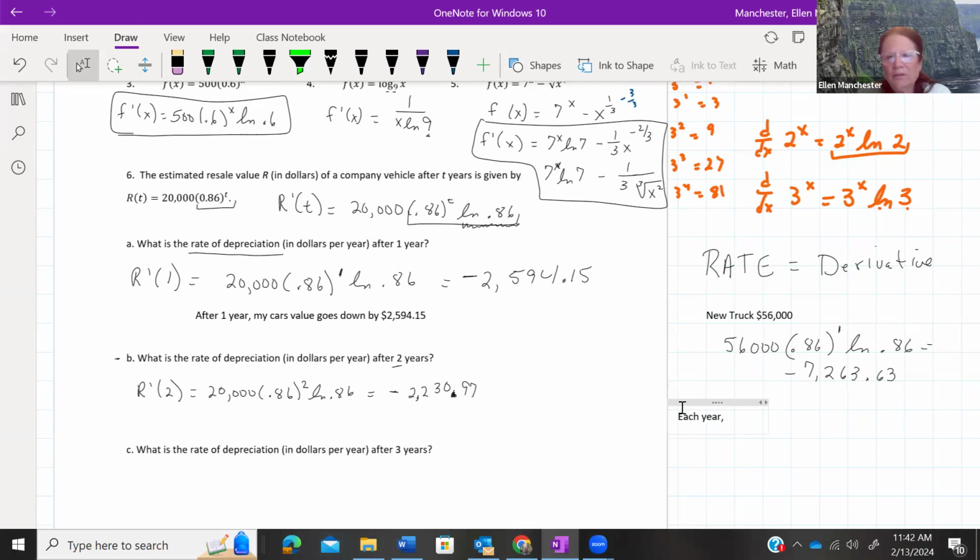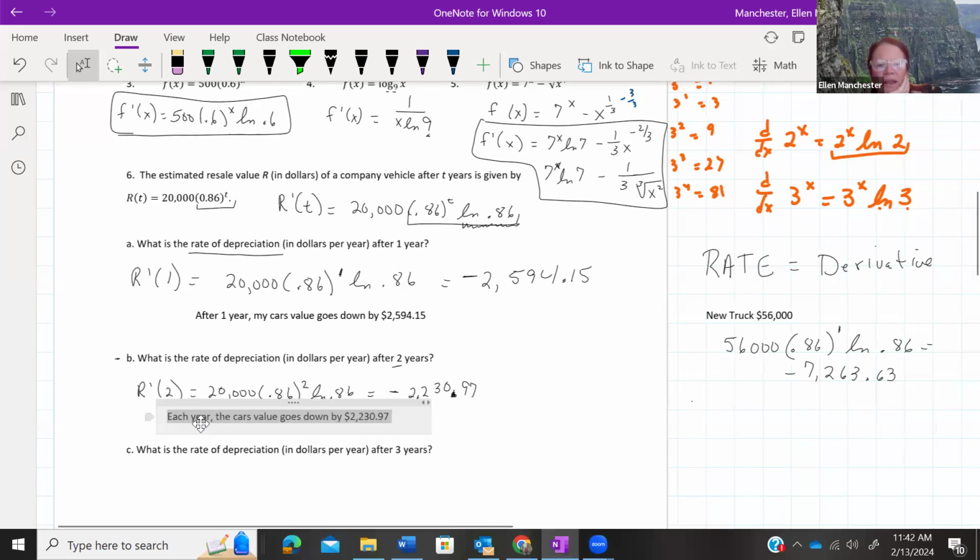Each year, the car's value goes down by 2,230.97. Okay, so do you notice that the number is different now? Now we're finding the rate of depreciation is actually reducing. So after 1 year, it reduces by 2,500. After 2 years, it reduces by 2,200 each year. So each year is important. The rate of depreciation is actually going down.